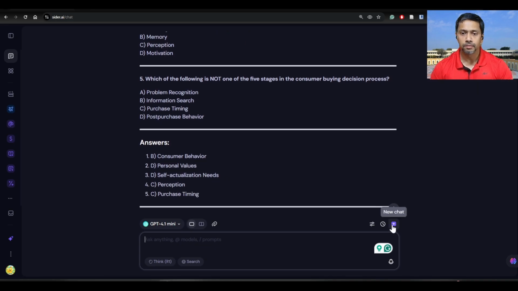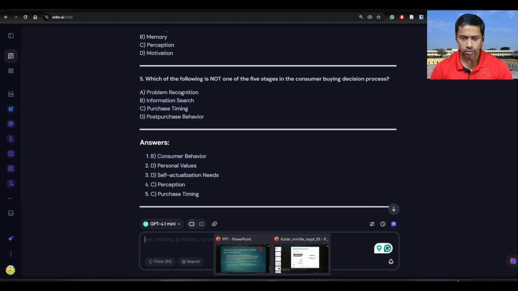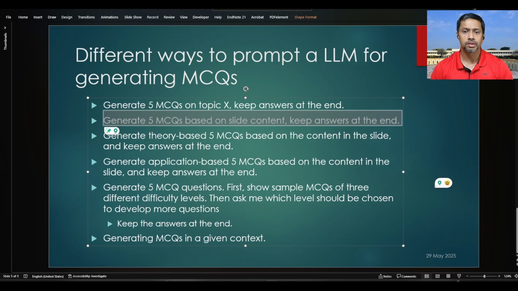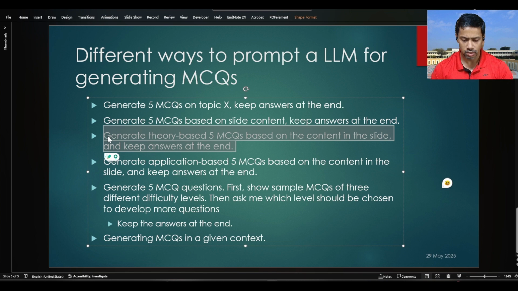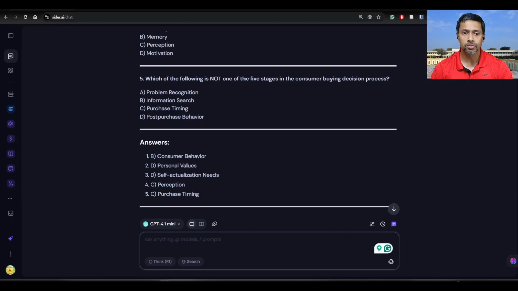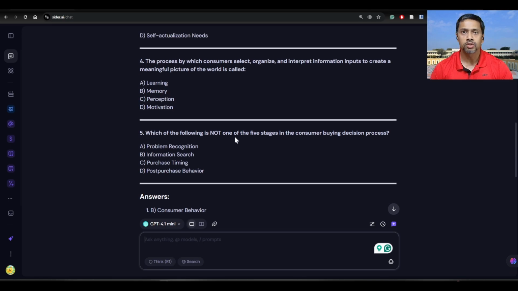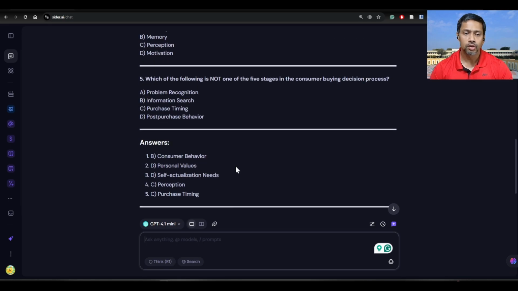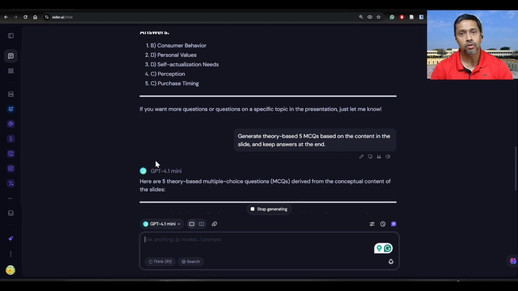Now moving to the third way. I can continue with this chat only because these are theory-based MCQ questions based on the content of the slide. So this time I am specifically going to say that you have to follow the theory only. The previous questions may be theory based or maybe application based, but I didn't specify. Now I will specify: generate theory-based questions and keep answers at the end. I do not need to attach the slide content again and again because it has read the slide. This is the same chat, so we do not need to do that exercise again. The content is already there, the slides.